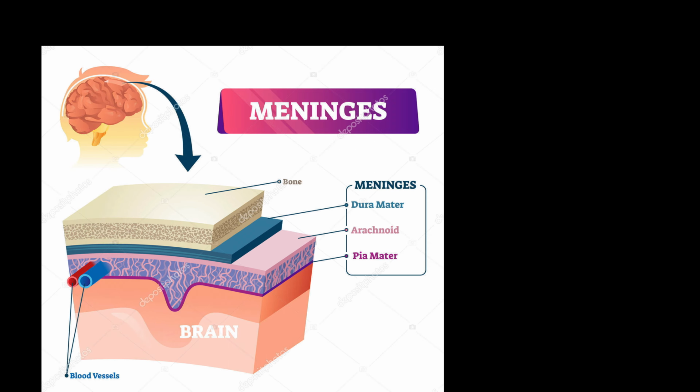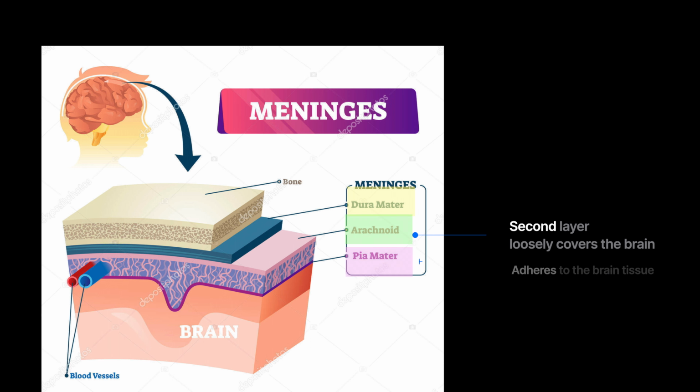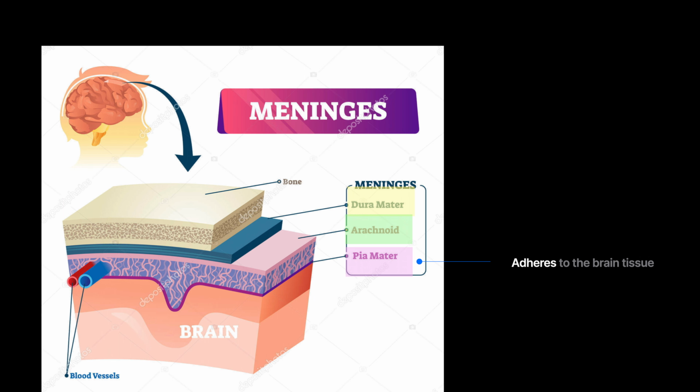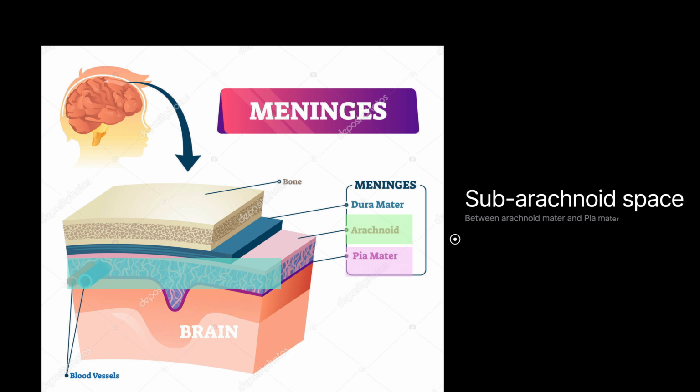So we have three different types of mater. There's a dural mater, which is the thickest membrane that surrounds the brain, and there is arachnoid mater, and then the pia mater. The pia mater is the one that is attached to the brain tissue itself and follows the sulci and the gyri. We are interested in the space between the arachnoid and the pia mater, which is called the subarachnoid space.